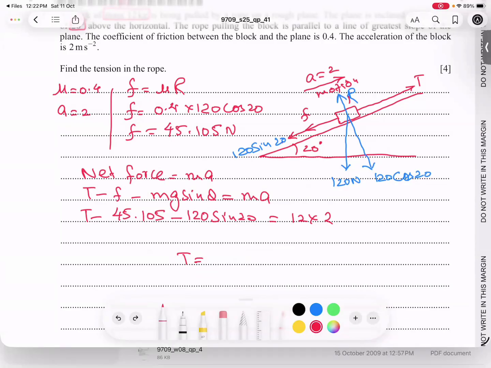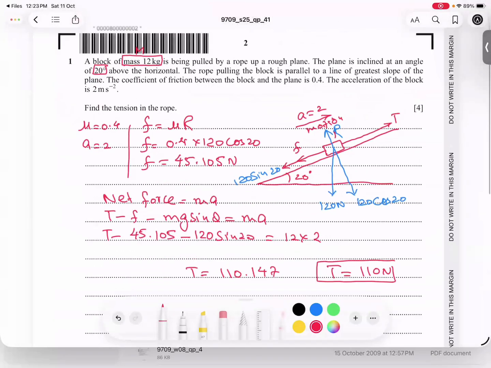Let's just check once again. 12 into 2 plus 45.105 plus 120 into sine 20, and the answer turns out to be 110.147. We always write 3 significant figures, so F is 110. This is our final answer, and I hope the point is clear.